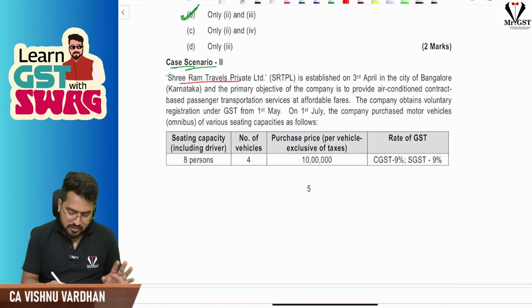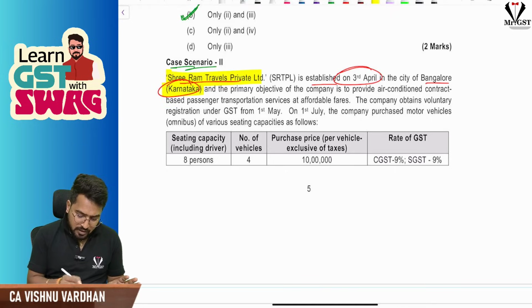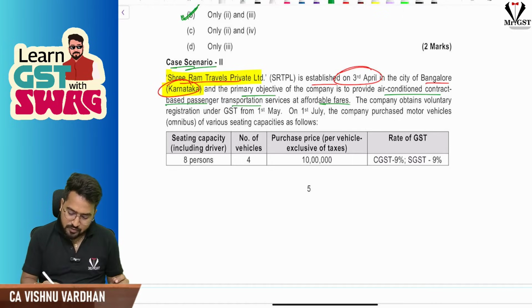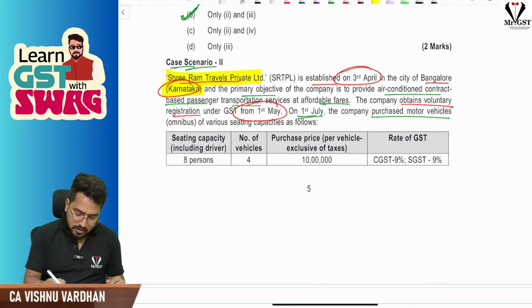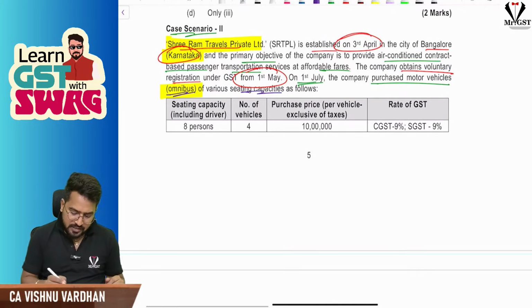Now coming to the case study here. Sir, Shriram Travels Private Limited is established on 3rd April, Bangalore, Karnataka. That is important. So first of all, this is a company, Karnataka. Primary objective is to provide air-conditioned contract-based passenger transportation services, affordable rates. It is obtaining voluntary registration on 1st May. Regarding that, we don't have any that great relevance actually in the questions. If you see, 1st July, the company purchased motor vehicles, that is omnibus. This is important for us.